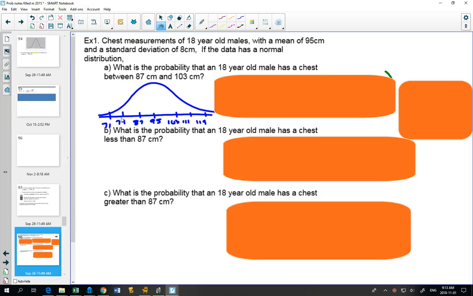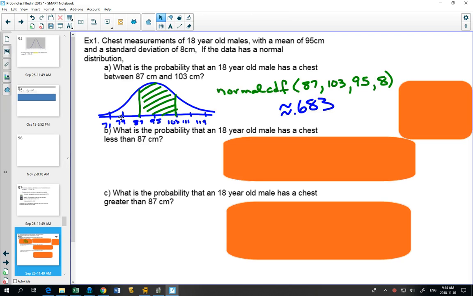I then like to shade what you're trying to find. We're trying to find the probability between 87 and 103. That's the area we're trying to find. Could you estimate this without a calculator? What percentage should be between 87 and 103? 68. We go to our calculator, do normal CDF, round it to 3 sig figs, remember the approximation sign. We get 68.3.